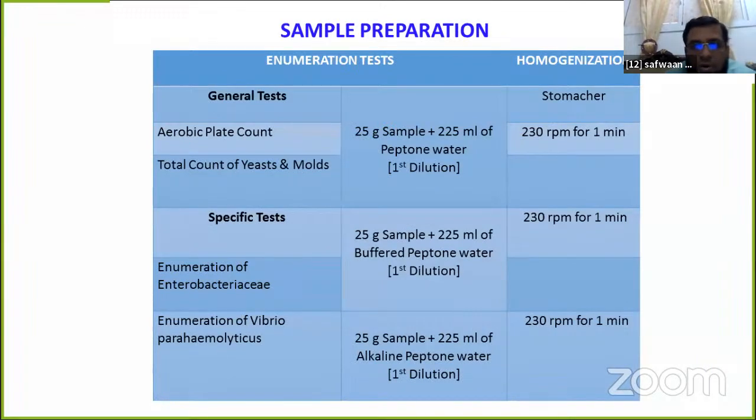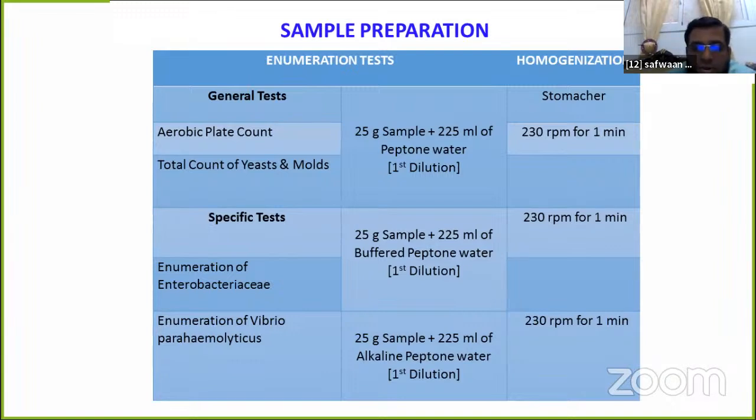Here, I just want to show the sample preparation, because in the previous slide details were not given. For enumeration tests like aerobic plate count and yeast and mold, all the international standards, including US FDA, specify taking 25 grams of sample, and peptone water is generally considered the diluent. Sterile peptone water, 225 ml, is taken, and there is an instrument called a stomacher in which we mix the food sample at 230 RPM for 1 minute. This is considered sample preparation, also the first dilution, because the ratio is 1:10: 25 gram sample to 225 ml.